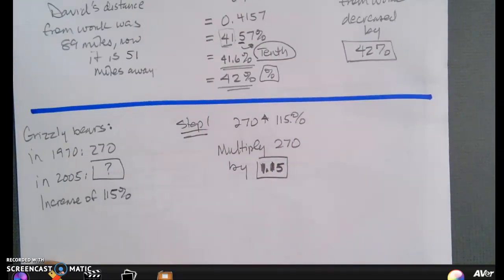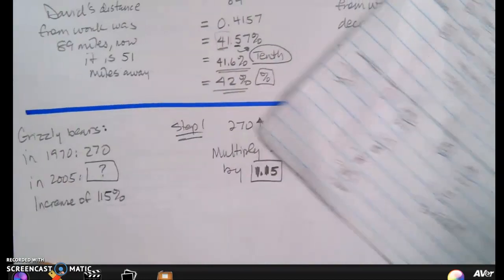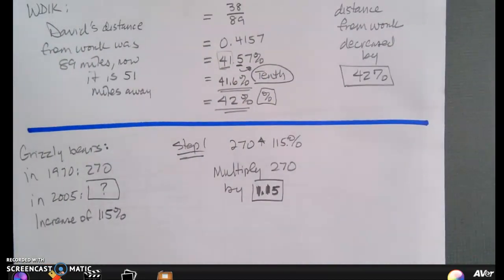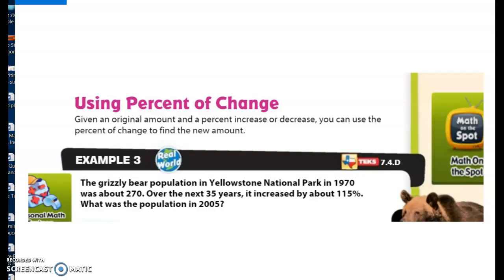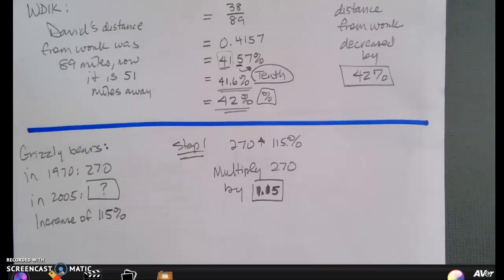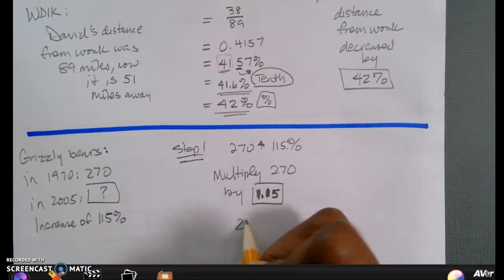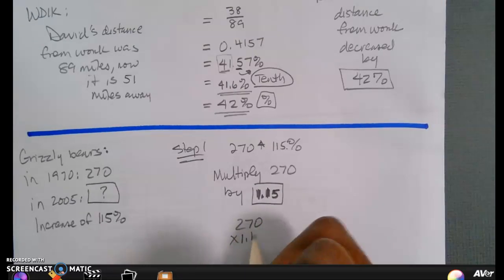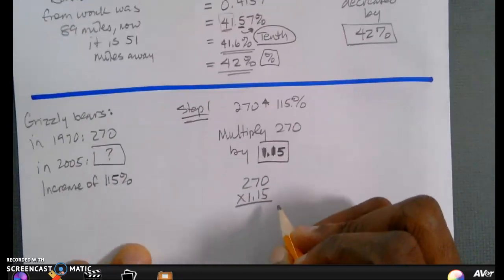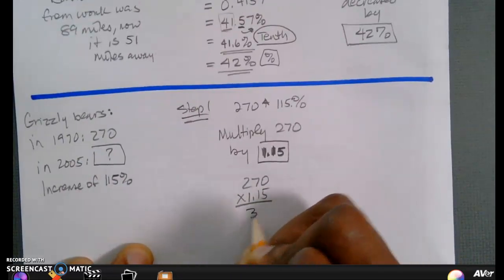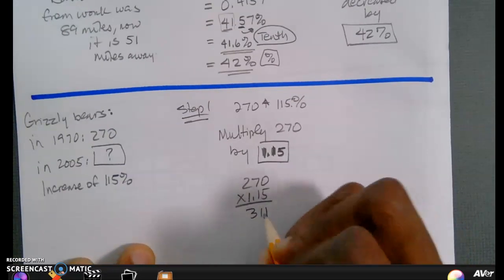So I need to multiply that by 1.15. And again, through the magic of YouTube, I know that that amount is going to work out to be, let's see, that's 311. Okay, so when I multiply 270 by 1.15, that's going to give me the number 311 approximately. Okay, actually, it's going to give me 310.5.